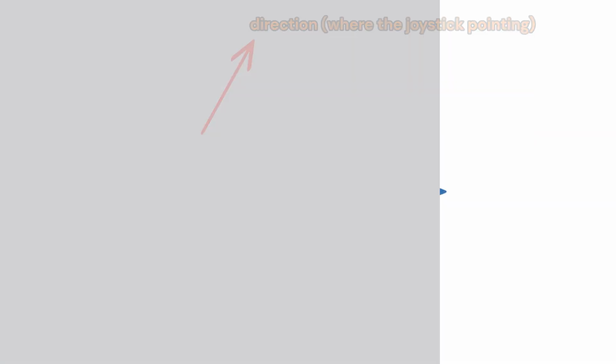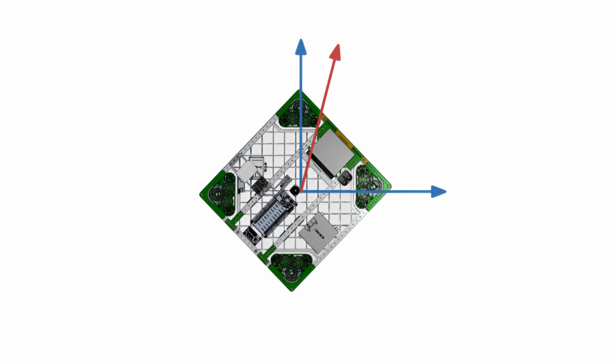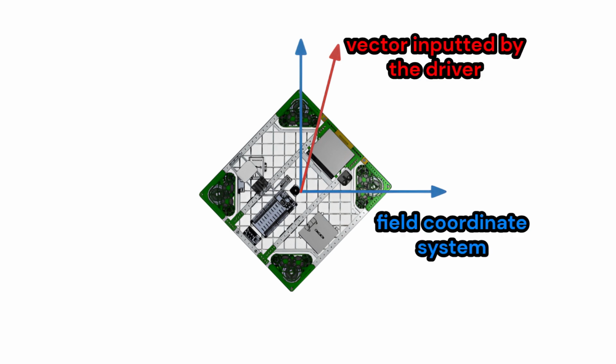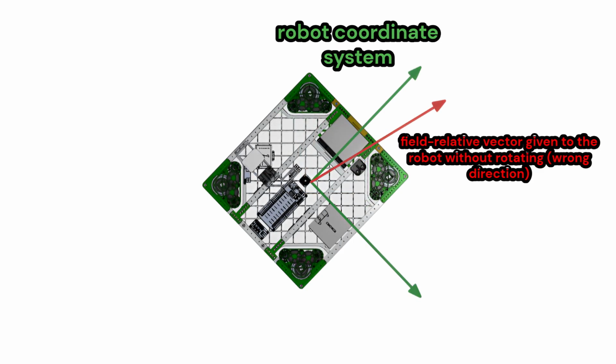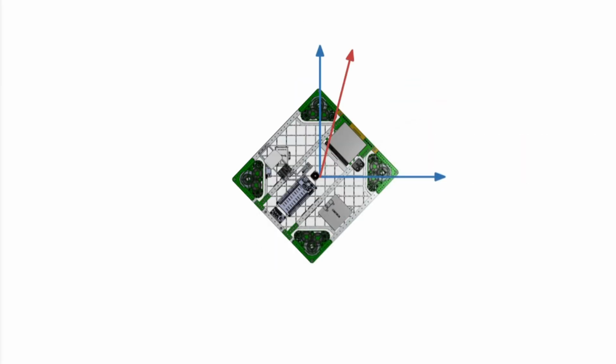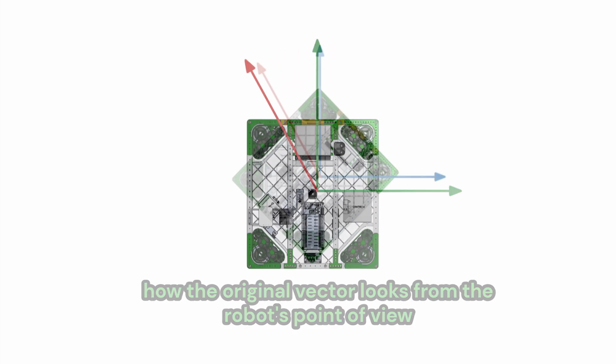However, one problem is that this vector is in the frame of reference of the field, but for the robot to accurately move, it has to be given inputs that are in the robot's point of view. So for this to be satisfied, the vector inputted by the driver is rotated to match the robot's coordinate system.